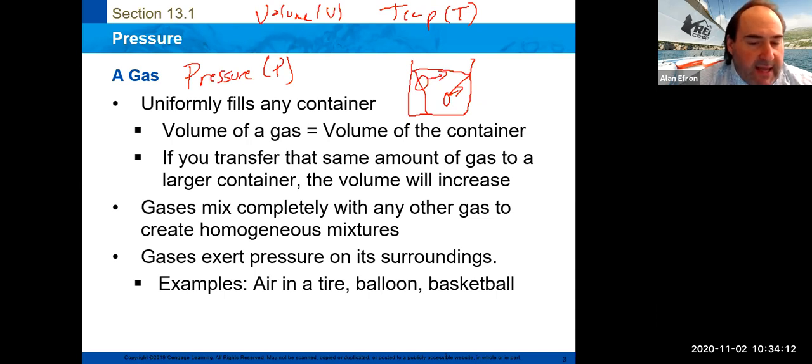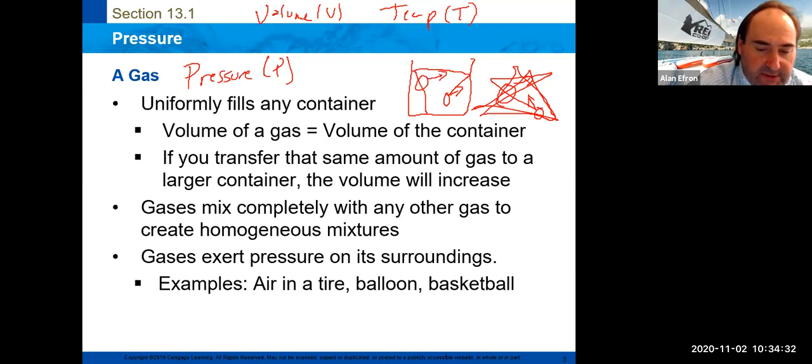Gases completely mix with other gases, and that's just a product of them flying around. As all these gas molecules are flying around, they are constantly mixing with each other. So they're very soluble with each other. They create a homogeneous mixture, which means everything is the same throughout.